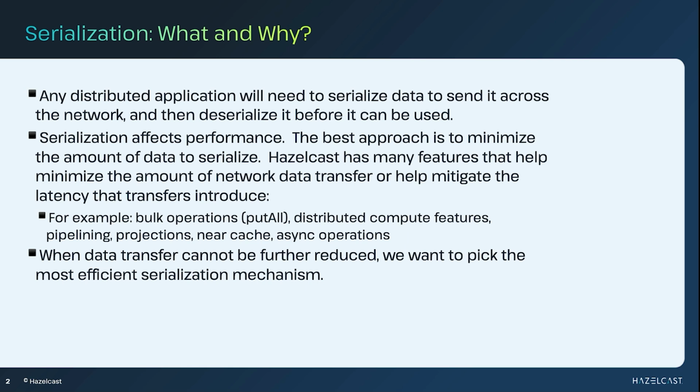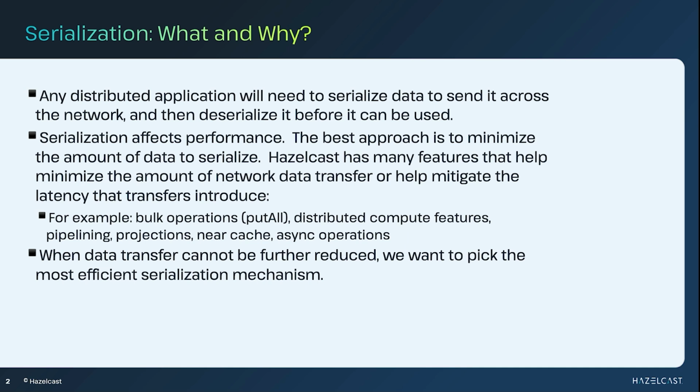In episode 5, we covered lots of strategies for eliminating data movement or mitigating the associated latency, such as distributed compute, bulk operations, async APIs, and so on. But ultimately, you'll be left with some amount of data movement that's unavoidable. And we're going to spend the next few minutes looking at how to make that movement as efficient as possible.